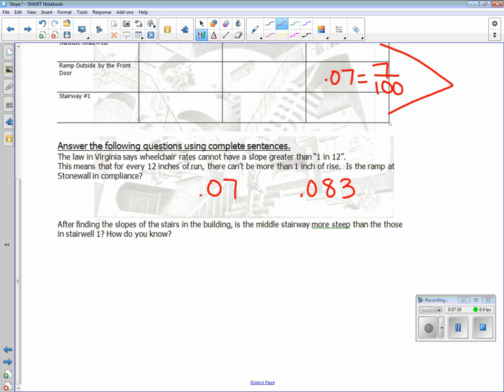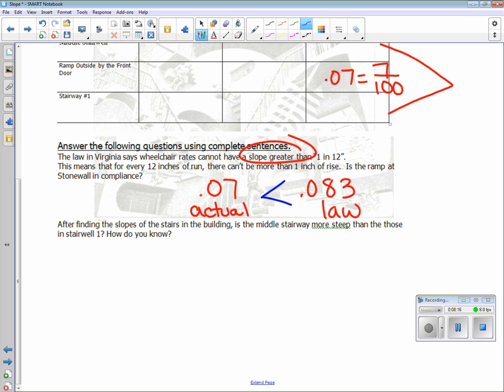So let's compare those two slopes. This is the law, and this is the actual slope. Are we in compliance? Why? Go ahead. It says there can't be more than 1 inch of rise. Can't have a slope greater than, right? So is our slope less than the law? Which means our incline is not too steep. It's within regulations. Good job, SJHS. Okay? We got it.